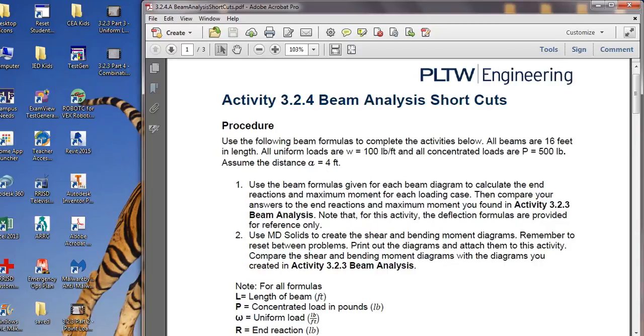Okay, here we are on activity 3.2.4. I'm going to get you started on how to do this activity, and it's called beam analysis shortcuts. So what we're going to see is how we can make it easier to do our beam analysis.